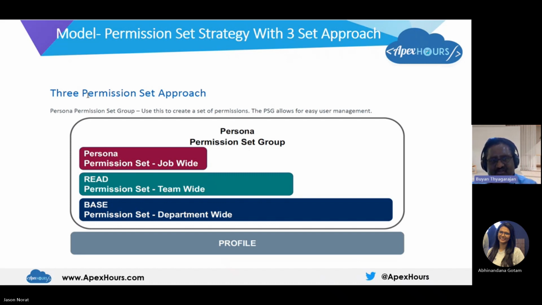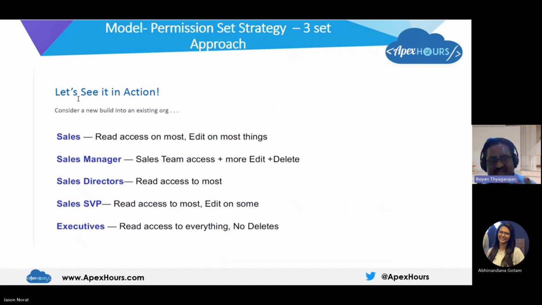Let's go to the next slide, Jason. As you can see here, you've got a sales team, managers, sales directors, and a sales SVP. They can edit, some executives can't delete, so the hierarchy and these are the requirements. The sales manager can do some edits. The sales directors want to read everything in their hierarchy or territory. And on the other end, the executives want to report on it.